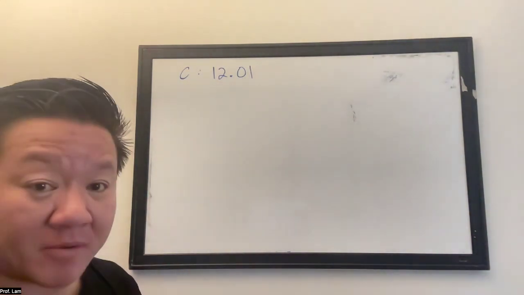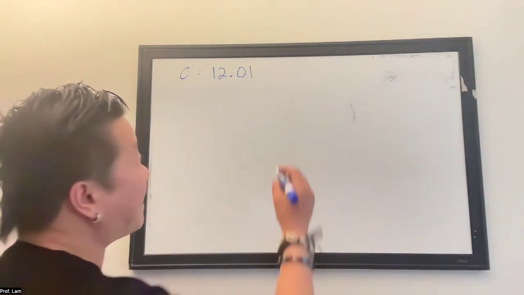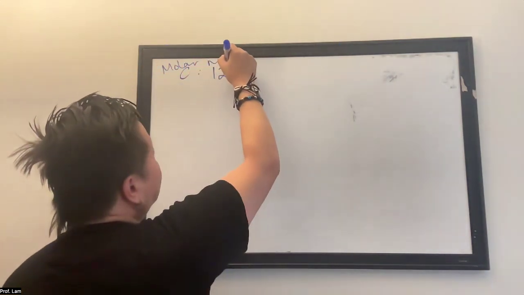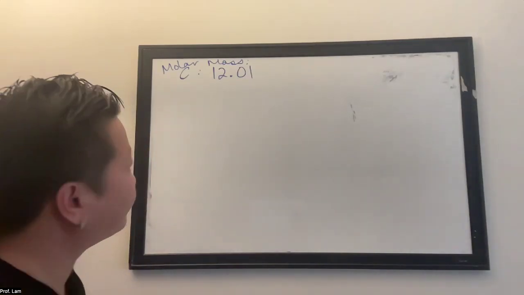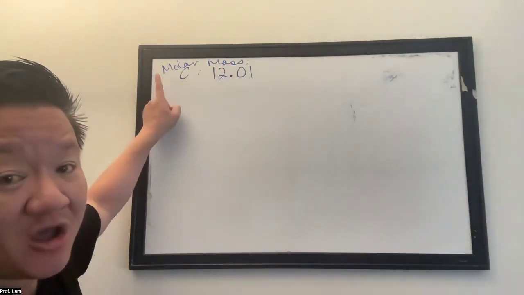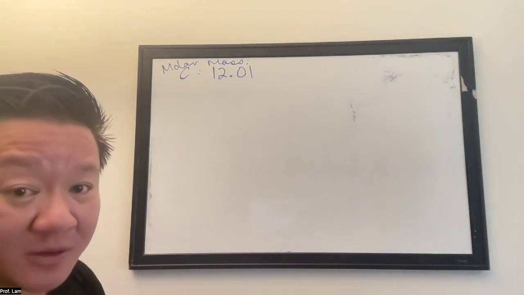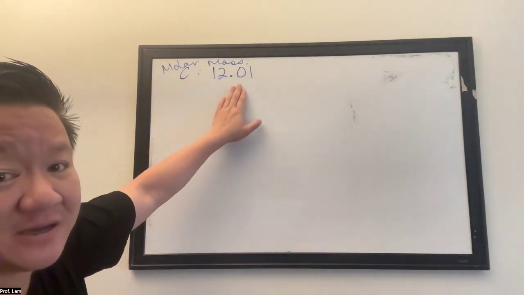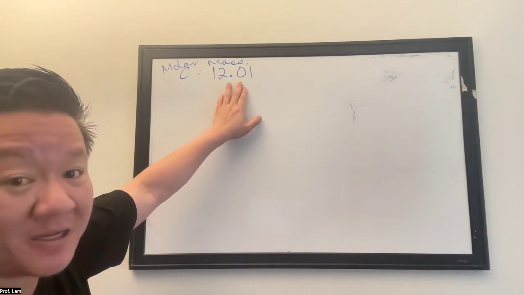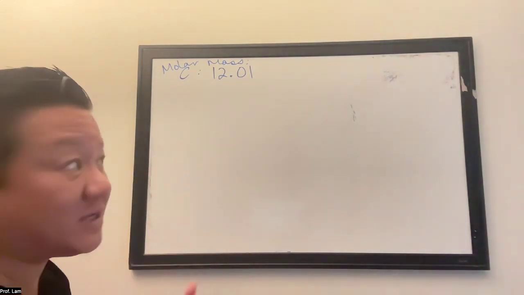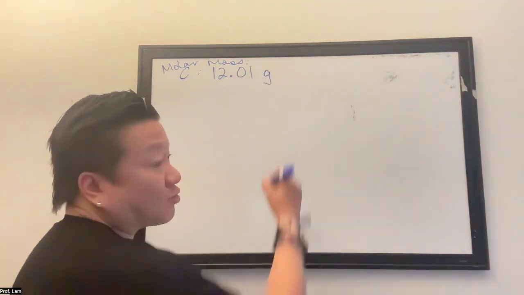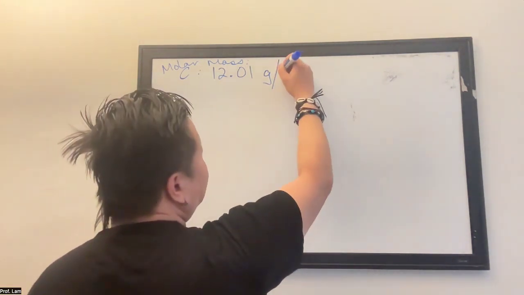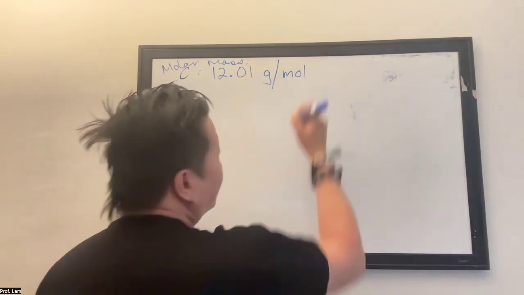But you guys got to remember what molar mass means, right? Molar mass, just as it sounds, is the mass of 1 mole of something. So we're talking about carbon. The mass of 1 mole of carbon is 12.01. And what is that mass unit? It's grams. So the whole unit is 12.01 grams per mole.